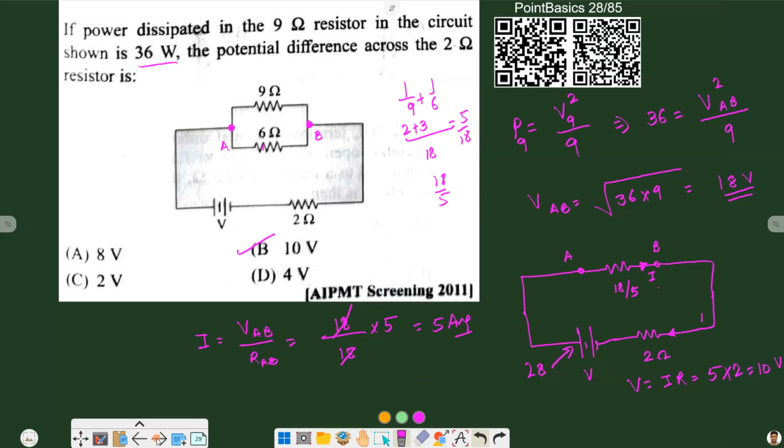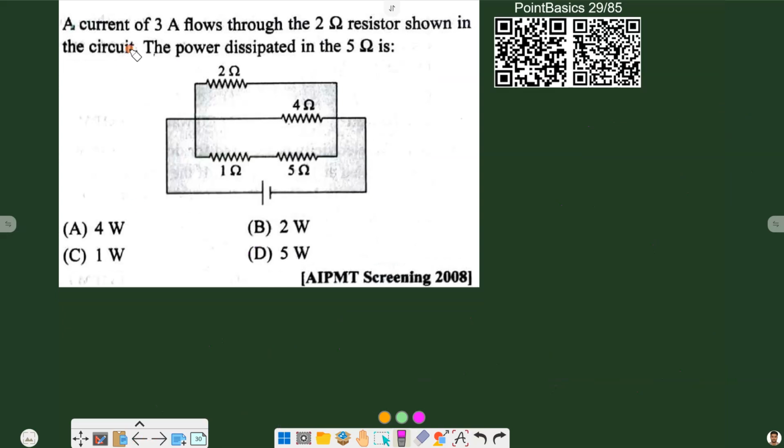Moving to the next one. A current of 3 ampere flows through the 2 ohm resistance as shown in the circuit. Power dissipated in the 5 ohm resistance is? So 3 ampere is flowing through the 2 ohm. In this circuit, if we mark some points here, A, B, C, D, E, F.